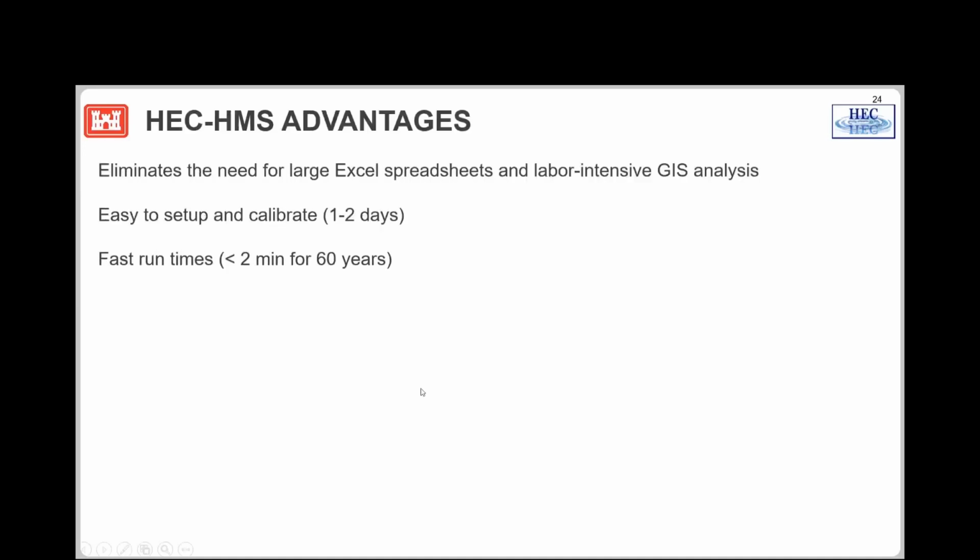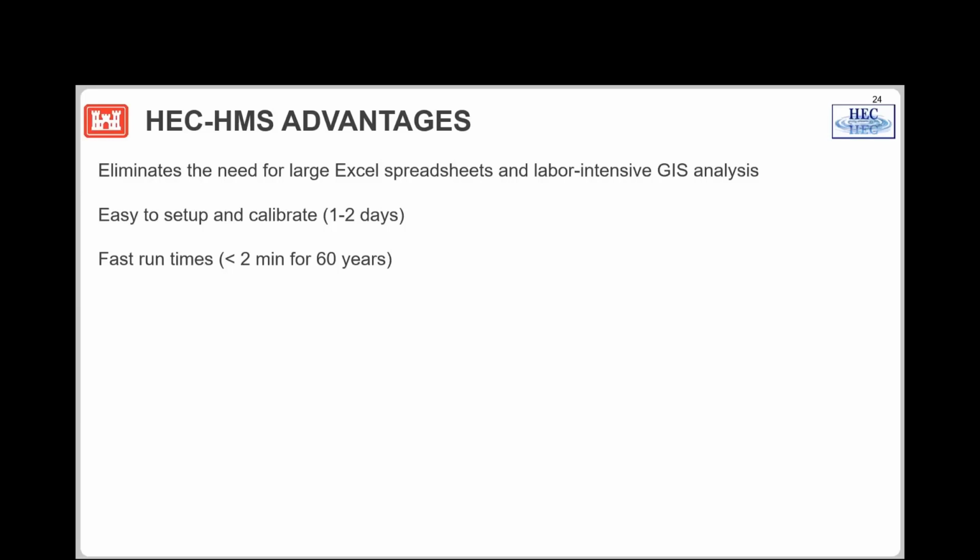Despite its limitations, HMS offered several great advantages compared to other methods. First, it eliminated the need to use the large Excel spreadsheets and labor-intensive GIS methods we used in the Kansas watershed study. And that likely decreased the chances for user error, since most of the calculations are done internally by the program.